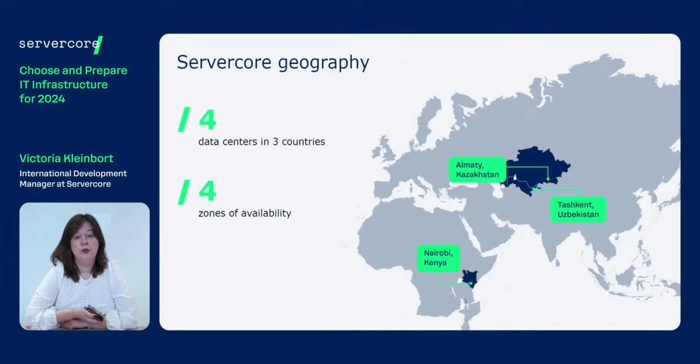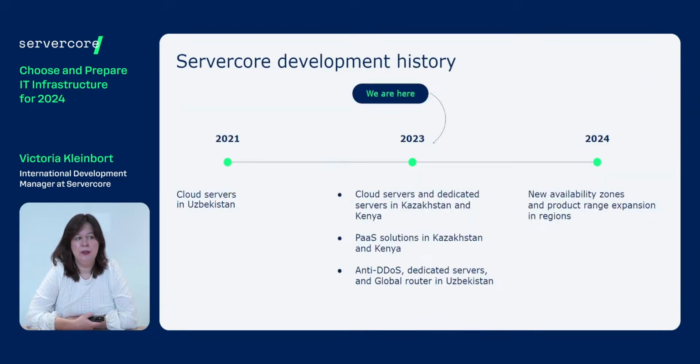We work now in 4 data centers in 3 countries. We have 4 availability zones. In Uzbekistan, we started in 2021 with just 2 racks, and by the end of this year, we already have 24 of them. Overall, this region grows with a revenue growth of 25% every quarter. So currently, there are around 130 active clients.